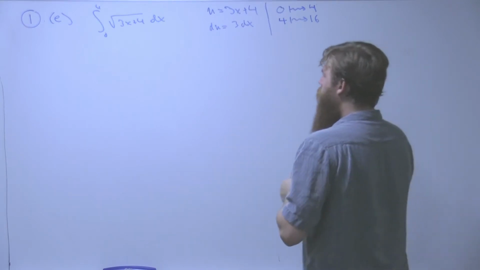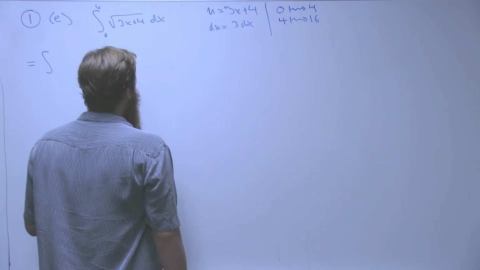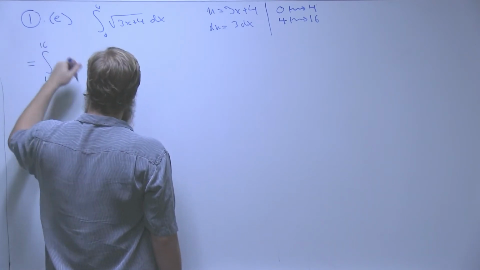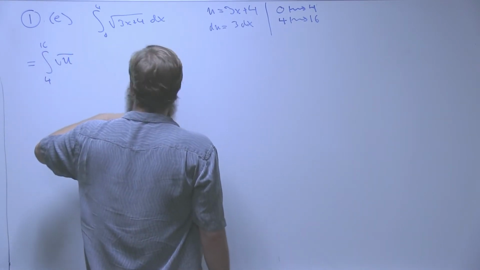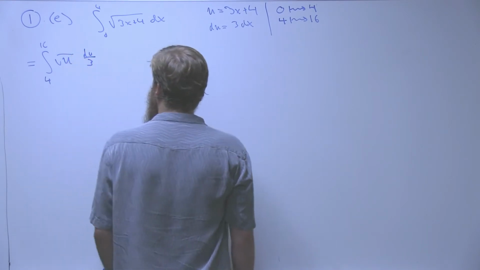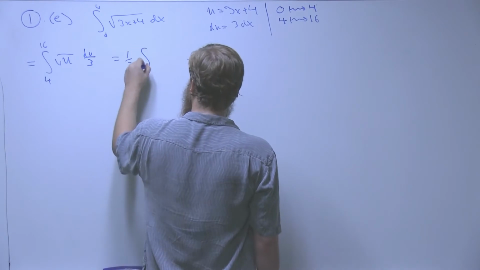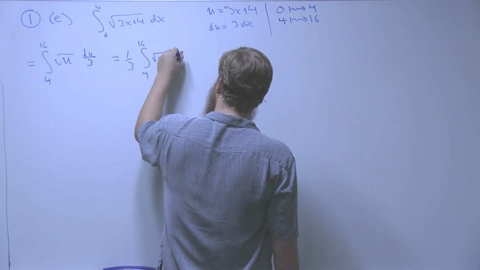And now we can carry everything out. So this integral becomes the integral from 4 to 16 of the square root of u times du over 3, if you like. Right? dx is 1/3 du. I can pull that 1/3 out front, still integrating from 4 to 16, root u du now.